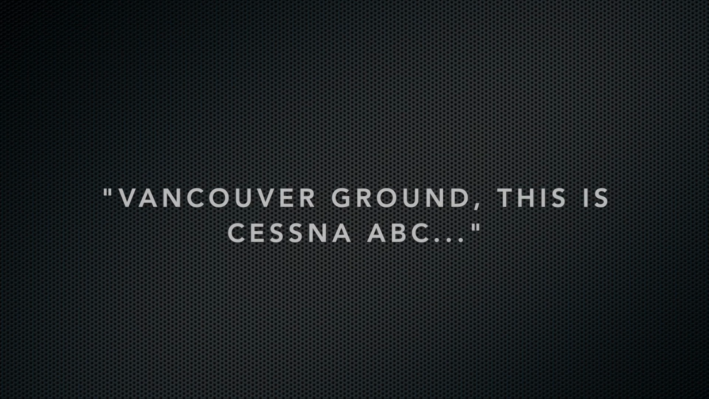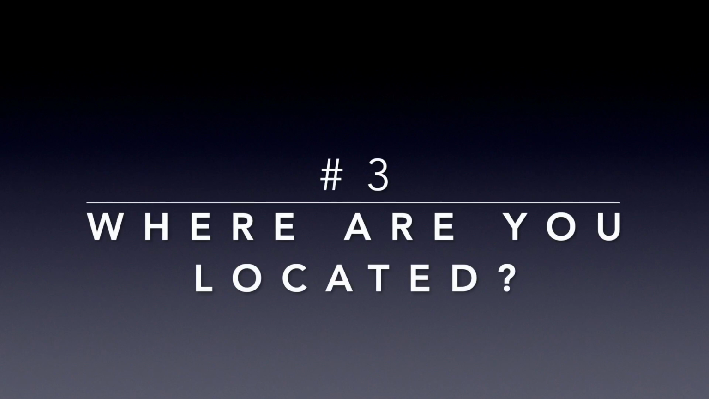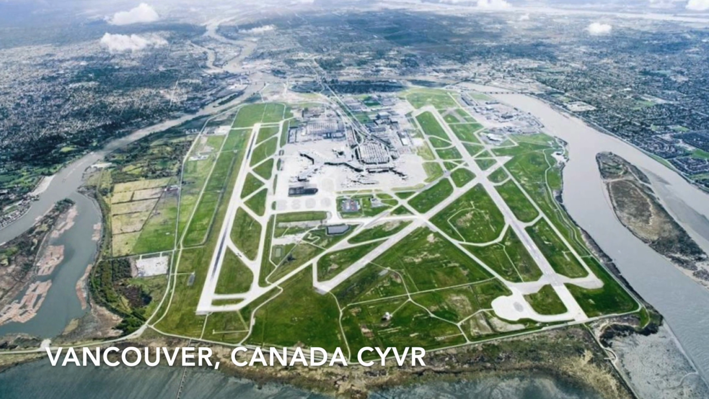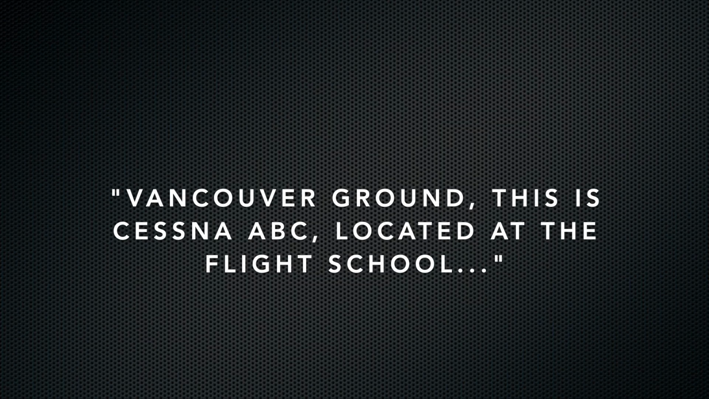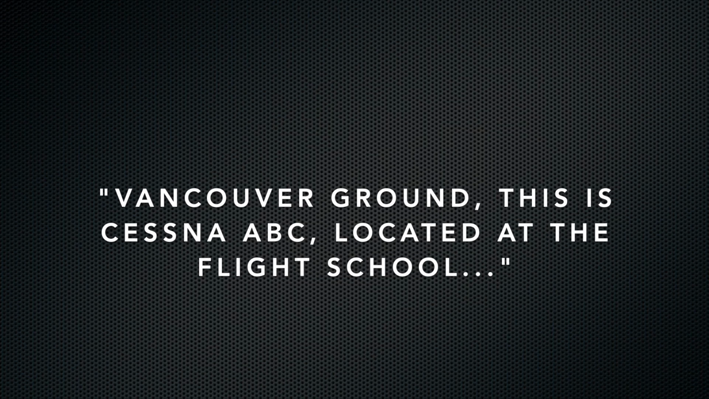And the third thing we want to talk about is where you're located. As you can imagine, the airport is quite large. You could be anywhere in those miles and miles of pavement. And if you're an air traffic controller, you need to know exactly where the airplane is so that you can plot out a route from that position to the runway. If you don't tell the air traffic controller where you are, they're going to actually ask you for it. So in order to avoid all that confusion, you might as well just tell them. You'll tell them, for example, you're located at the flight school. If you're an airline, you'll tell them you're located at so-and-so gate number. Vancouver Ground, this is Alpha Bravo Charlie, located at the flight school.